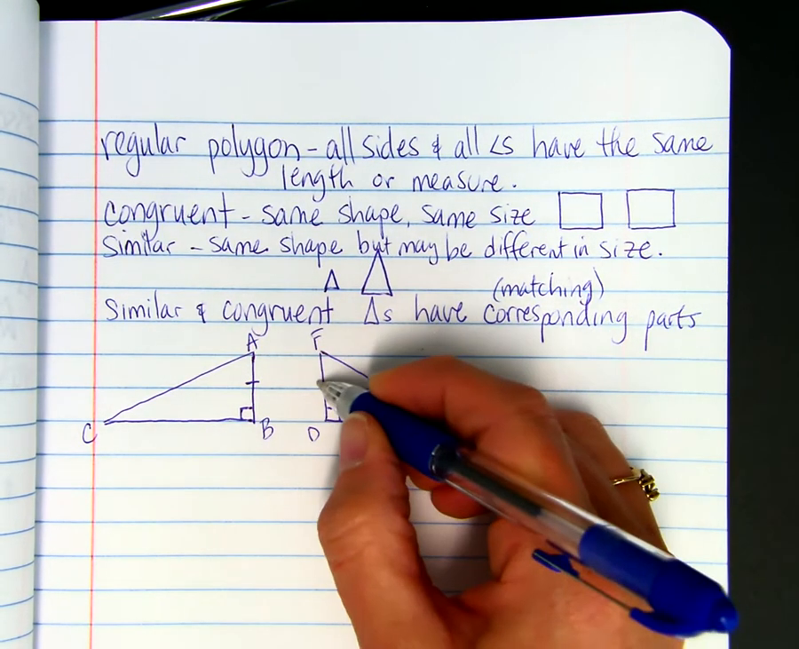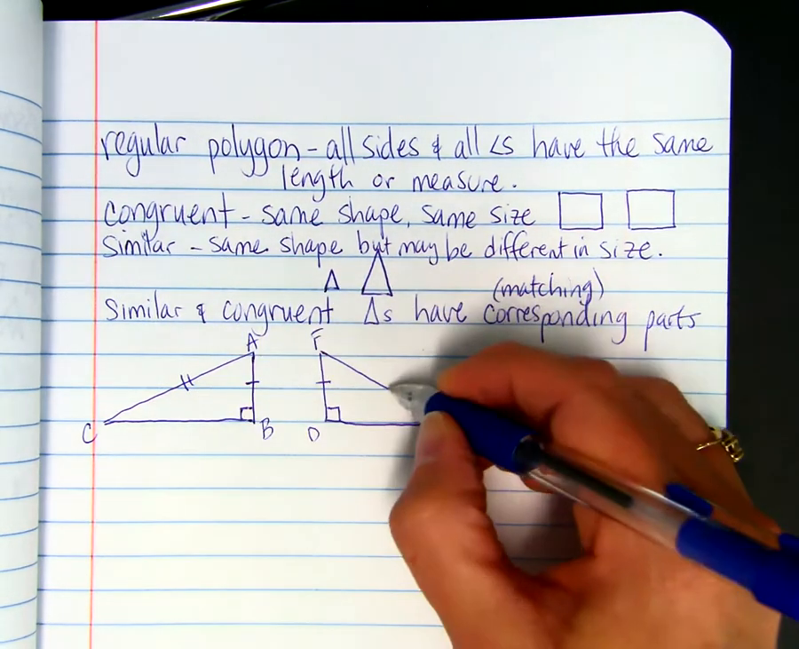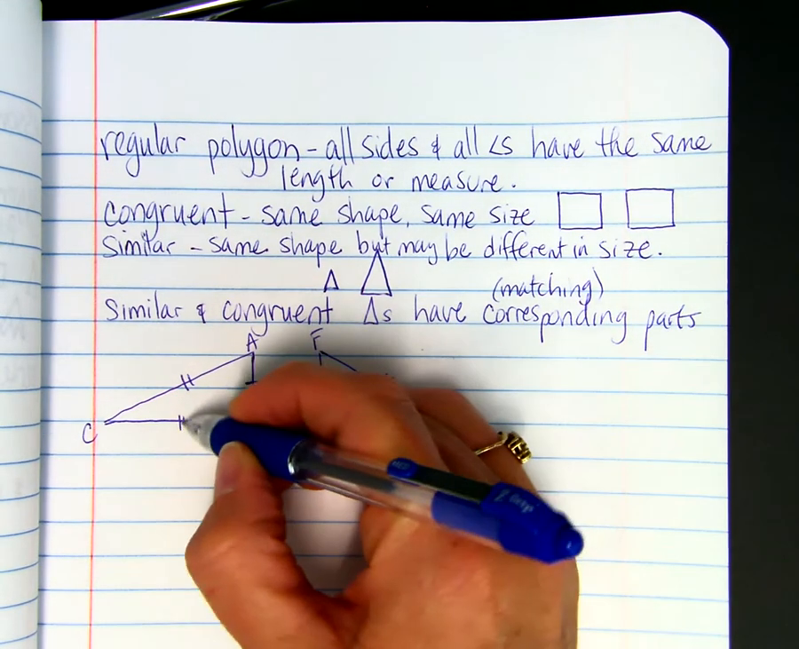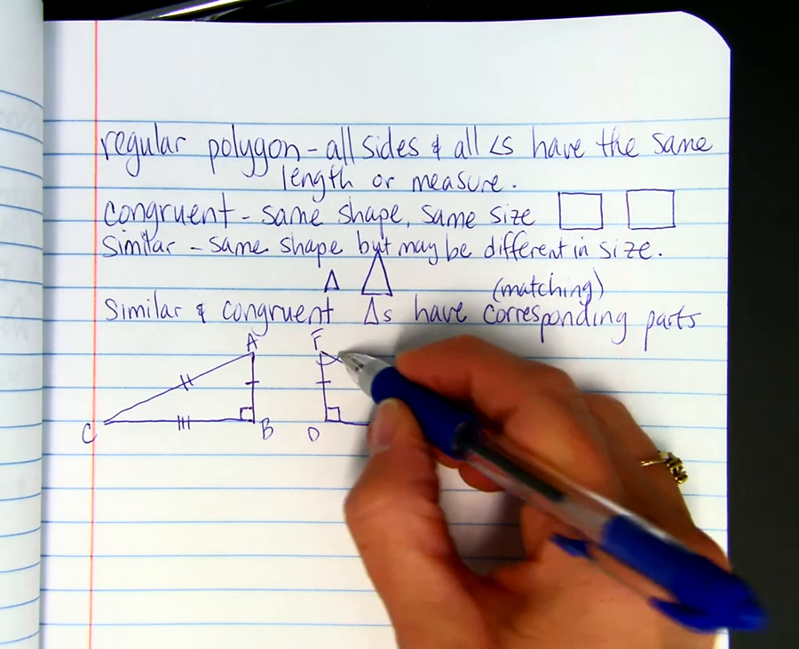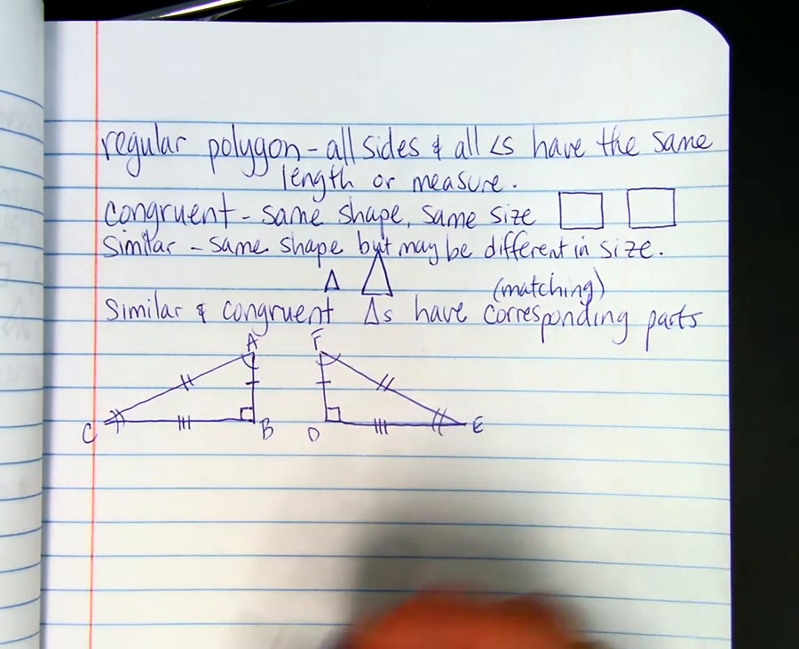A, B, and D, F will be congruent, so we put a little hash mark through. The hypotenuse of each one will be congruent to the hypotenuse of the other. This base leg will be congruent to that one. Angle F will be congruent to A, and E will be congruent to C.